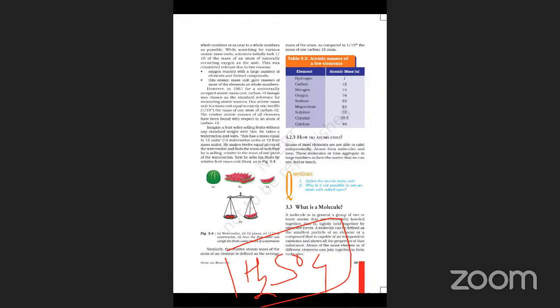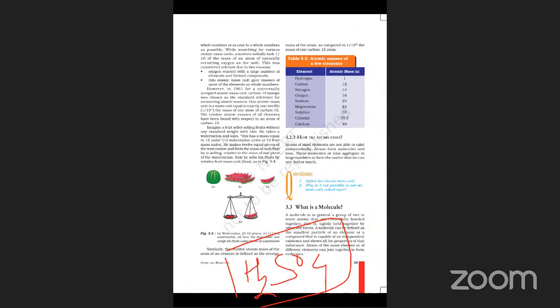So I can define a molecule. It is the smallest particle of an element or a compound that is capable of an independent existence. Each molecule has its own independent existence and shows all the properties of that substance.